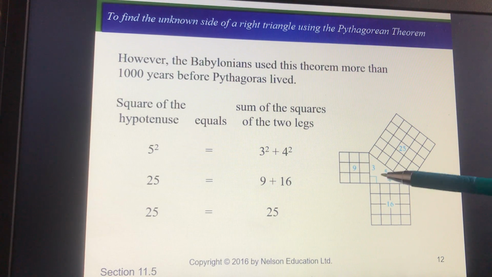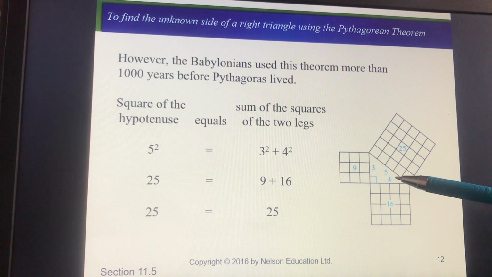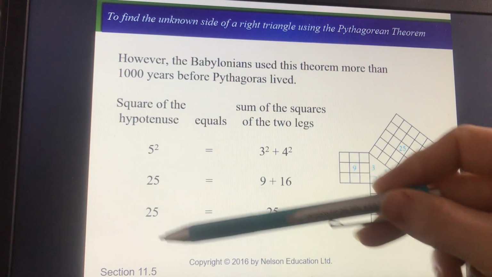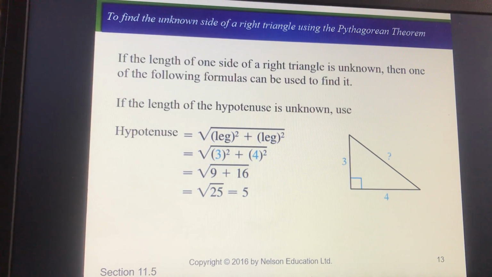So how do we get 9? 3 times 3 is 9. 4 times 4 is 16. 5 times 5 is 25. And if we add them, you're going to see that they're equal. Let's explain it once more.